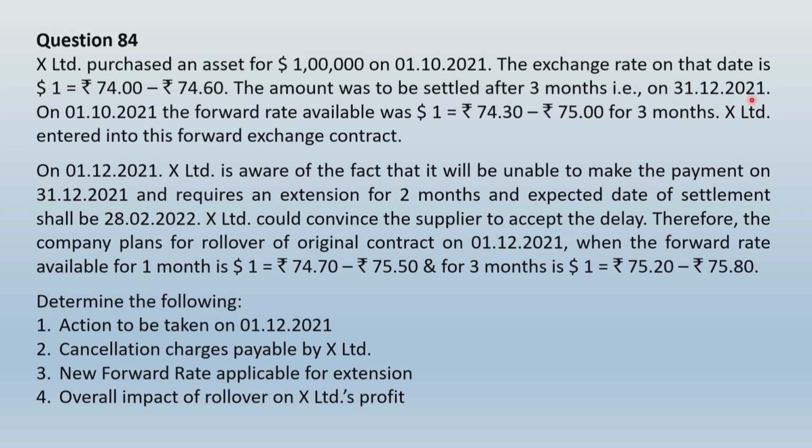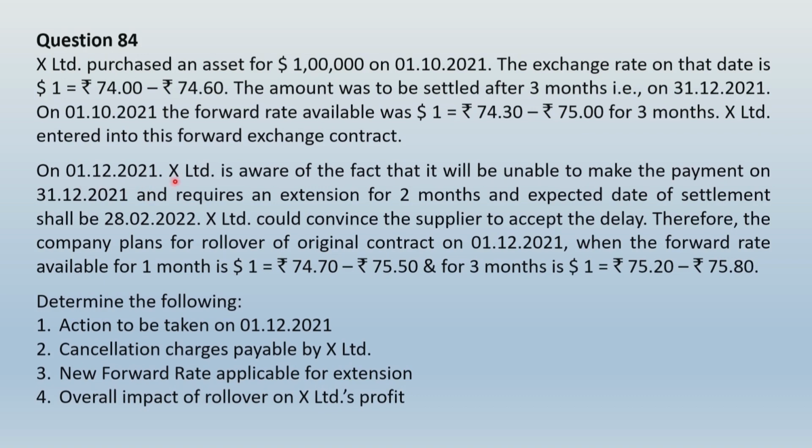However, the company has already become aware of the fact that it will not be able to make the payment at an early date. Do you notice? The contract maturity date is 31/12/2021, and on 1/12/2021 X Limited is aware that it will not be able to honor the contract, and the action is not taken on 31/12 this time. The action is taken on 1/12/2021.